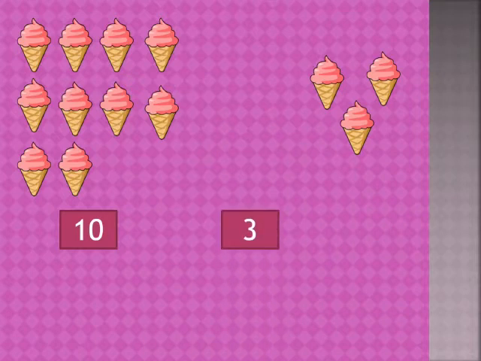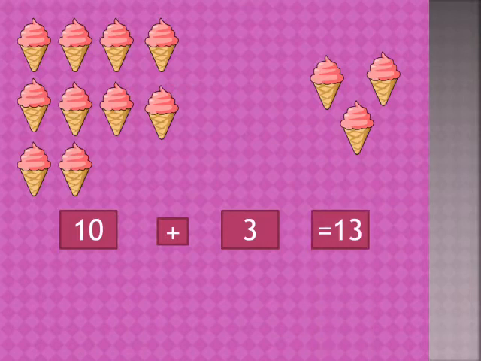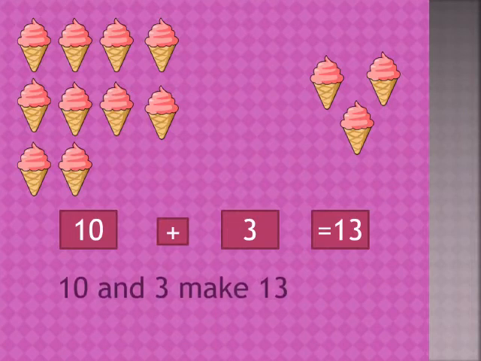3. Now we are going to put them together or we are going to add, and the sign of addition is plus. So how many total? 10 plus 3 is equal to 13, or we can say 10 and 3 make 13. So there are 13 ice creams altogether.